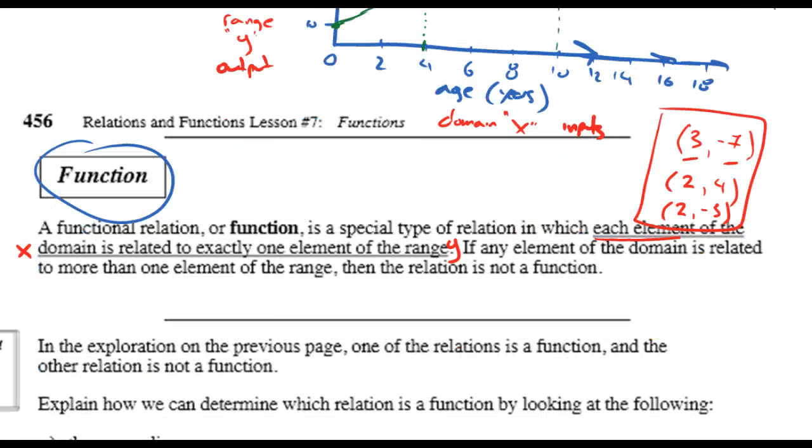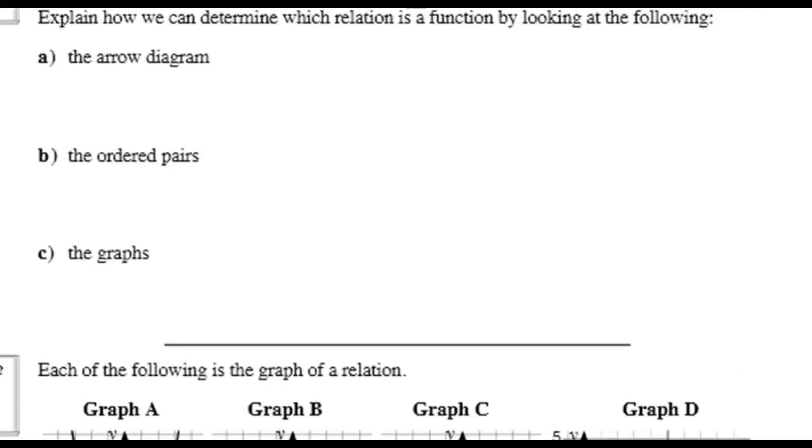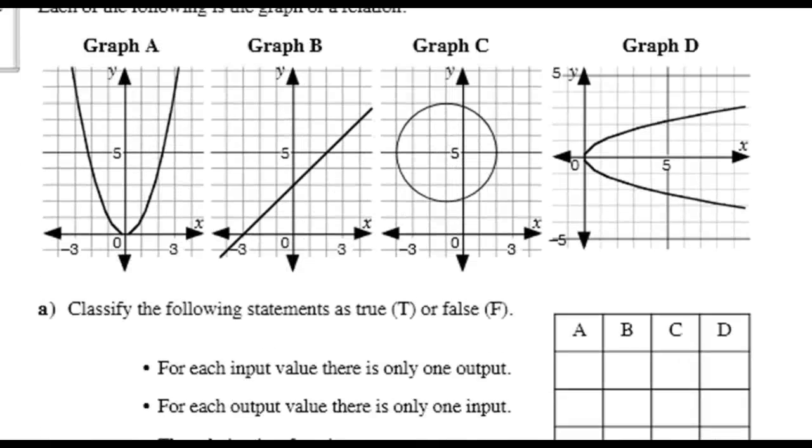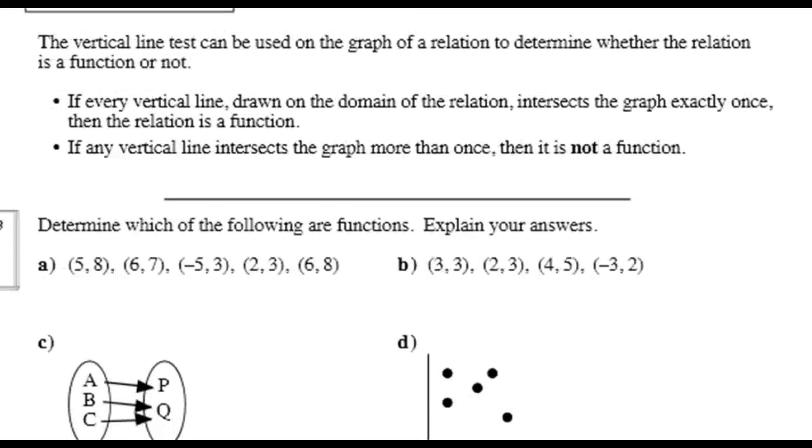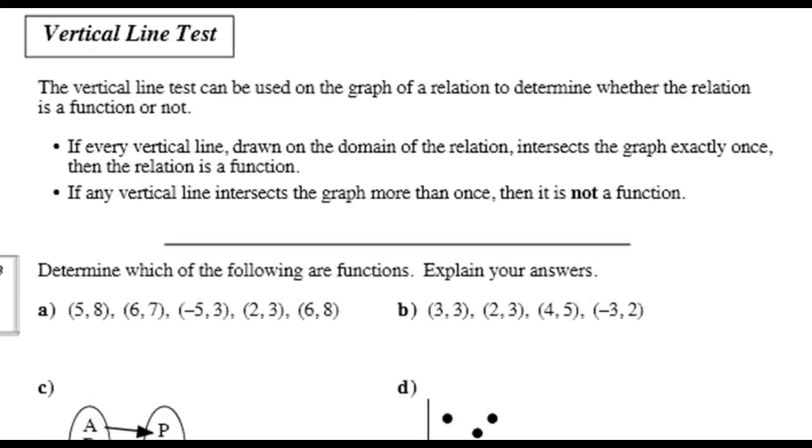Okay, so let's look at some examples down here. I'm going to skip this first, and I think I'm going to skip the second example, and jump right to the third example here. I'll talk about the vertical line test in a second, but let's go ahead and do example number 3. So determine which of the following are functions. Well, here we go. Let's look at all our inputs. We have 5, 6, -5, 2, and 6.